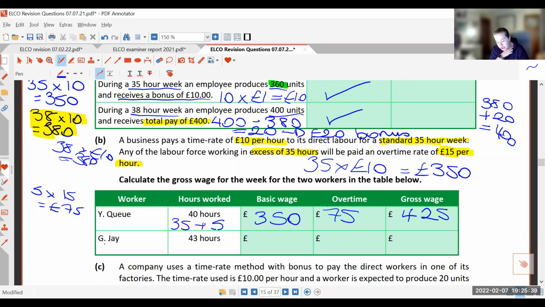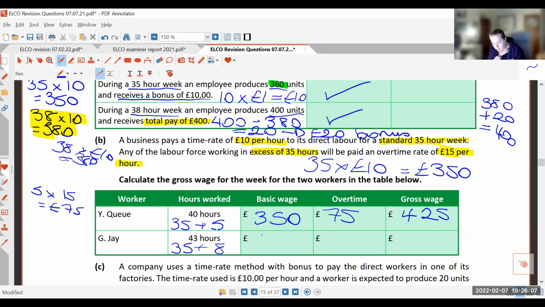If we look at GJ, the second employee, they've done 43 hours. So again, we've got that 35 hours basic pay that everybody works, and then we've got another 8 hours. 43 minus 35 gives us 8. So a slightly different calculation here.